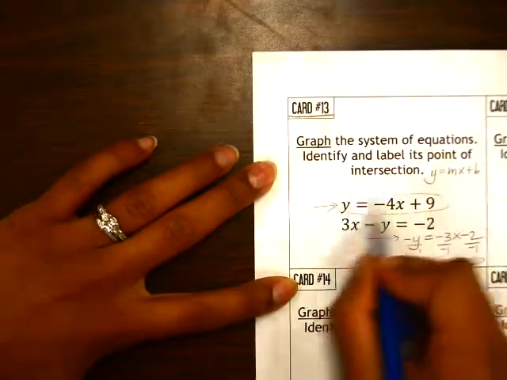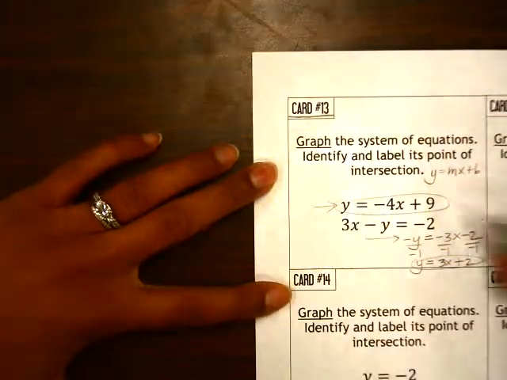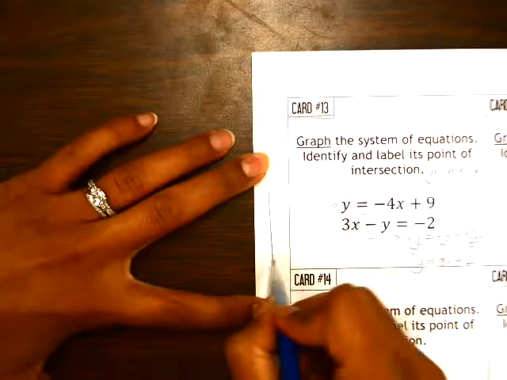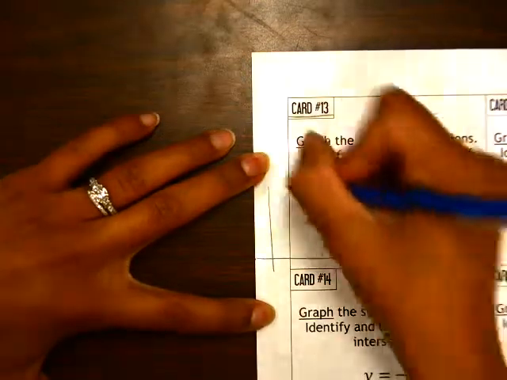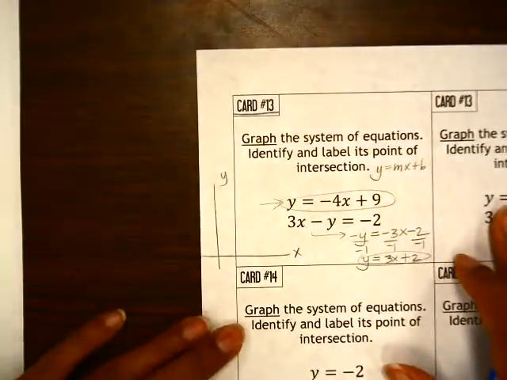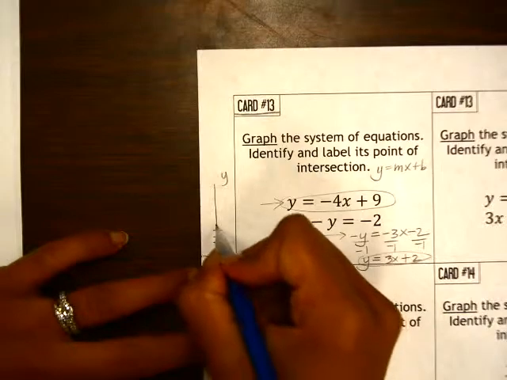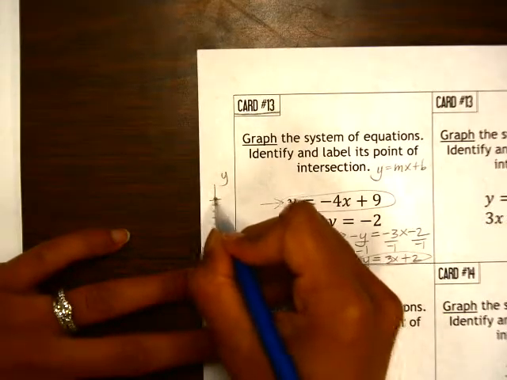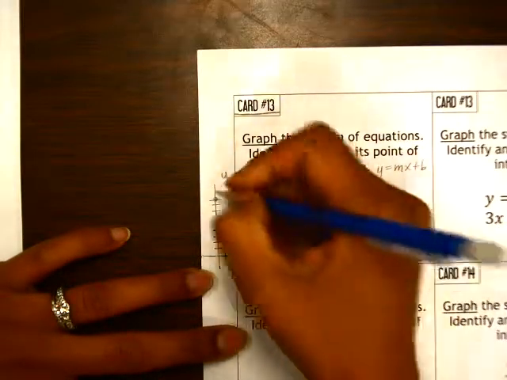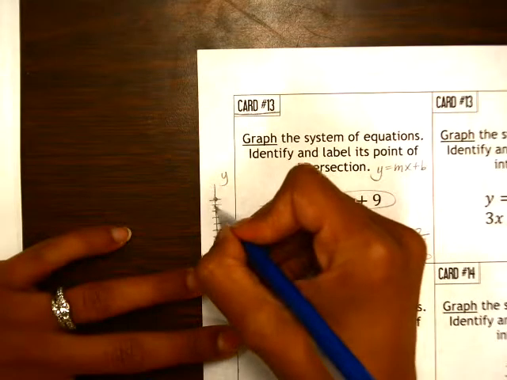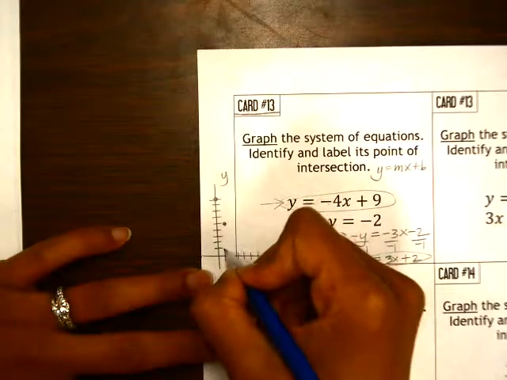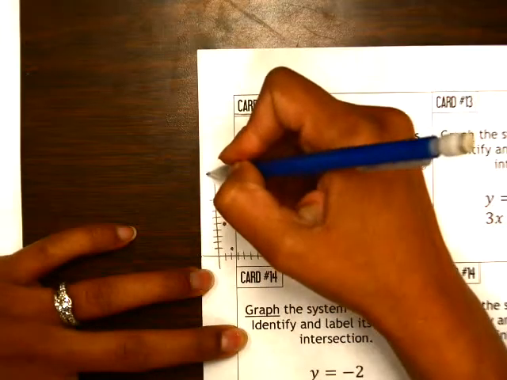So I have this equation and my first equation. I'm going to graph them both on the same axis and see if I can figure out where they intersect. Okay, so my first equation has a y-intercept of 9 and a slope of -4. So down 4 over 1. Down 4 over 1, so this is my first line.